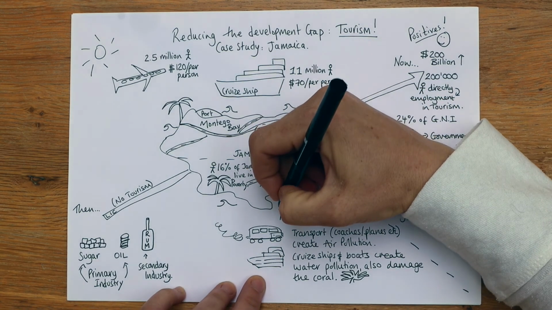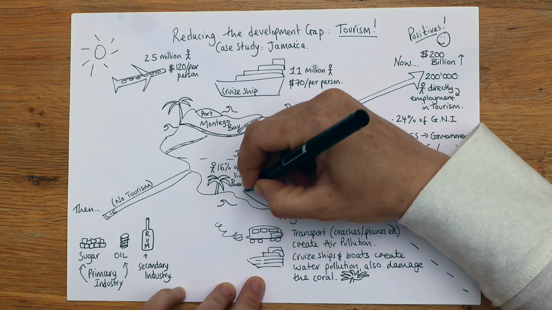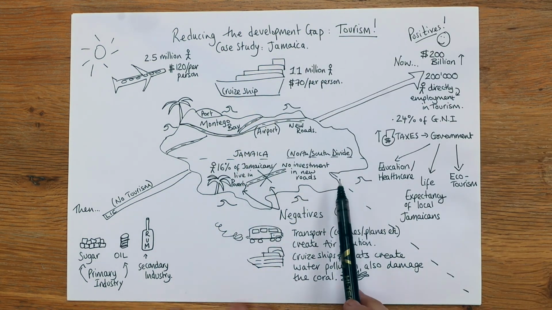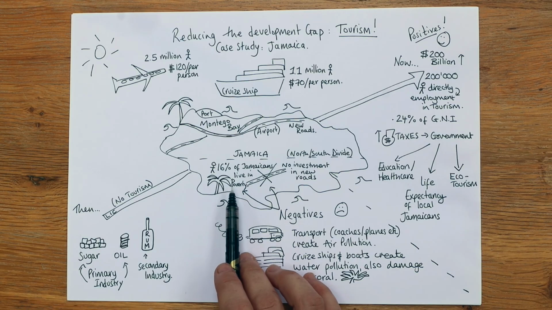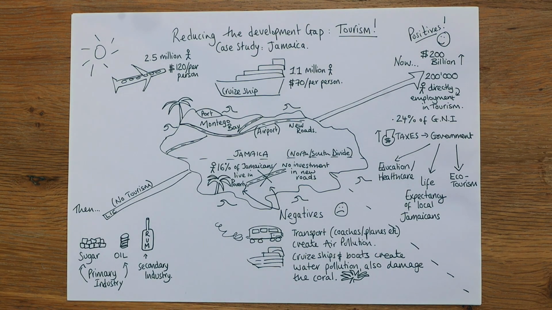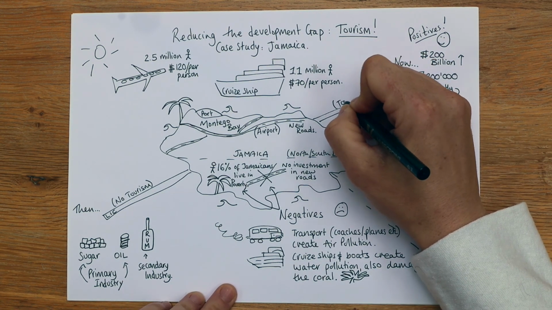In fact, I'll just put a couple of arrows to them, is the fact that there is this north-south divide where there isn't the same levels of infrastructure. In the south, there isn't the same investment, and 16% of Jamaicans are living in poverty, which means that they are living, well, we class it as less than $1 a day, so very poor quality of life, very low life expectancy. So there you have it. There's your case study for Jamaica and the pros and cons of using tourism as a way to boost the development gap.